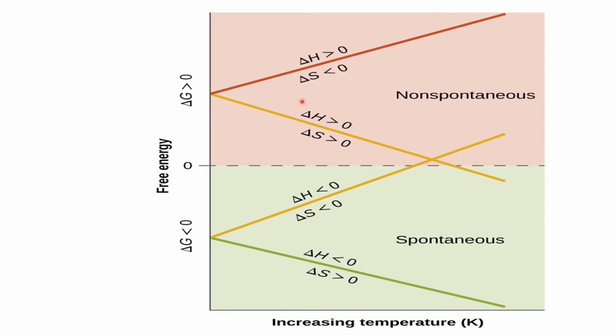But then you have these other two cases where, in this case up here, delta H and delta S are both positive. In this case, delta H and delta S are both negative. In those two cases, you've got to run the calculation. You can't tell without seeing which term has a higher absolute value whether the overall is going to be positive or negative. So you've got to run the calc to see if it's going to be spontaneous or not.